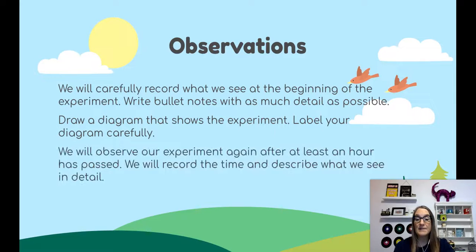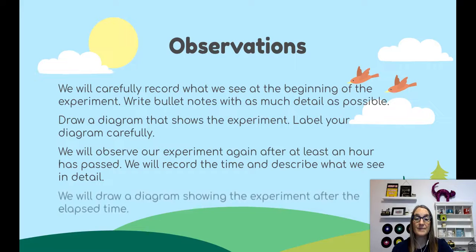After the elapsed time has passed, and that's minimum of an hour, we'll perform our final observations. We're going to note the time so we know exactly how much time passed. And again, we're going to record detailed jot notes, making sure to observe any changes that may have happened. Then we'll draw another diagram of the experiment, taking care to label it accurately as well.